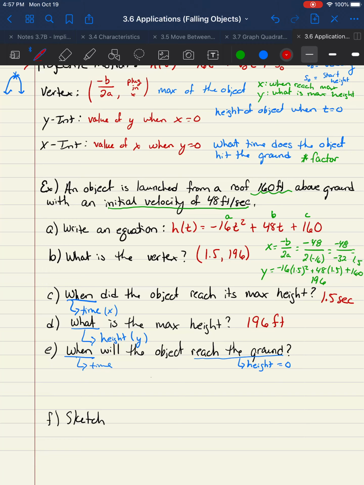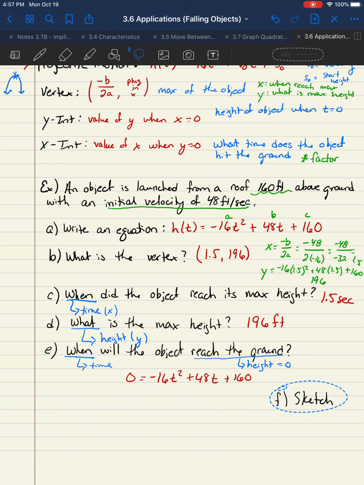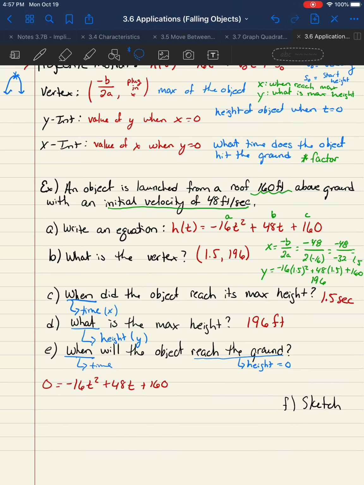When will the object reach the ground? Well, reaching the ground means that my height is 0. When is a time. So I'm trying to figure out what time is my height equal to 0. So what we're going to do is take our equation and set it equal to 0. Actually, I'm going to move that over there. Sorry.